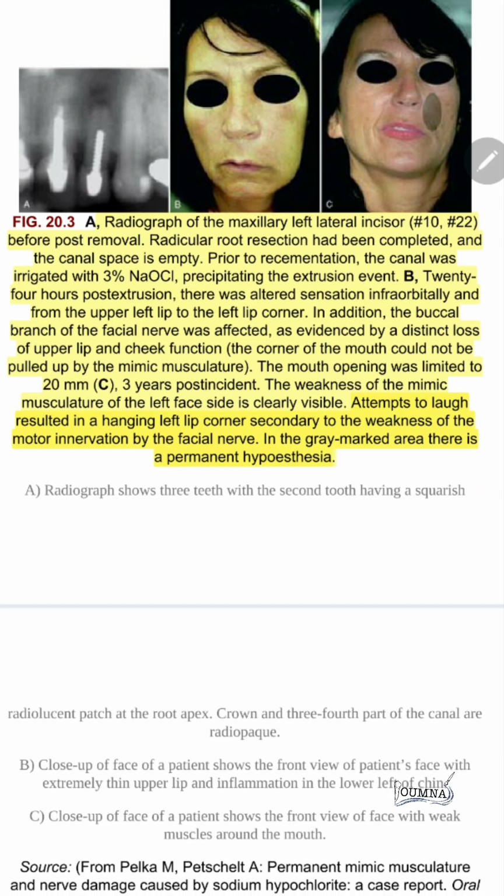So please be aware. And I don't know why they did the surgery if they removed the post. We do the surgery if we are not able to remove the post. So it's a poor practice, to be honest.